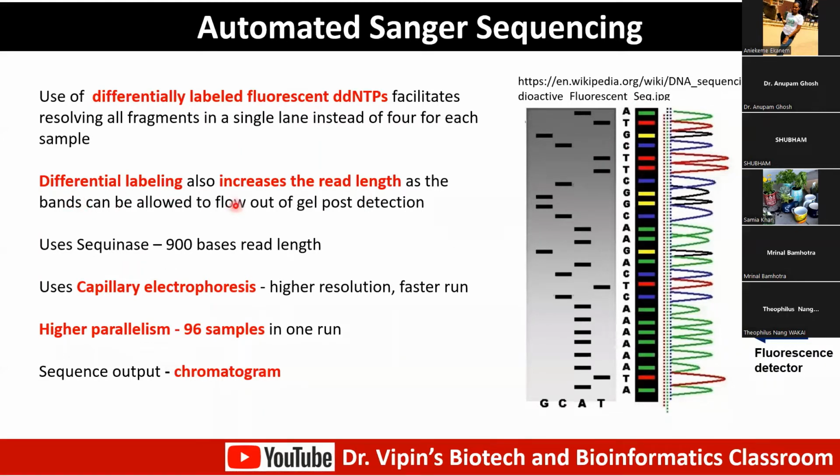Differential labeling also increases the read length, as the bands can be allowed to flow out of the gel post-detection. So in this case, you could not allow the bands to flow out of the gel. Here in this case, you have a detection point here. Once the band has been detected and the color is known, you know which nucleotide it corresponds to. You can allow it to pass through and allow the other bands to get resolved, right?